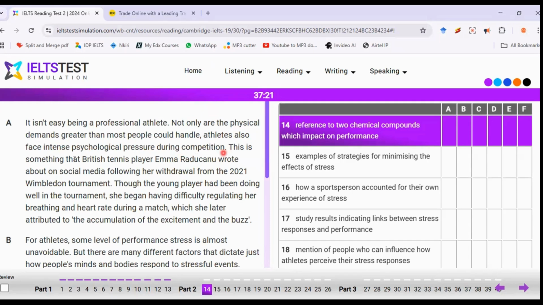This is something that British tennis player Raducanu wrote about on social media following her withdrawal from the 2021 Wimbledon tournament. Though the young player had been doing well in the tournament, she began having difficulty regulating her breathing and heart rate during a match, which she later attributed to the accumulation of the excitement and the buzz. So this is about somebody.